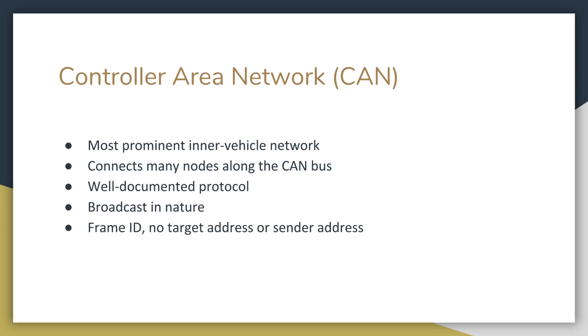So let's get on to the introduction to the controller area network, also known as CAN. This is the most prominent of the inter-vehicle networks. It's not the only one, but for the purpose of this research, it is. It connects many nodes along the CAN bus. It has a very well documented protocol which anyone can look up on the internet, and there's plenty of research papers to synthesize the information.